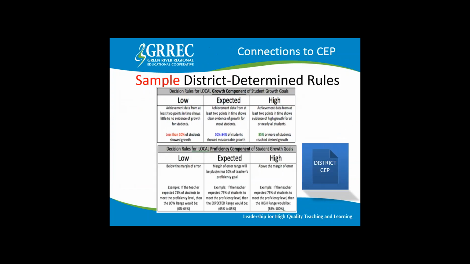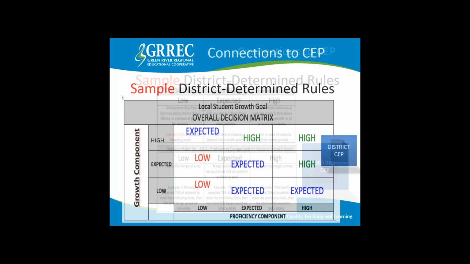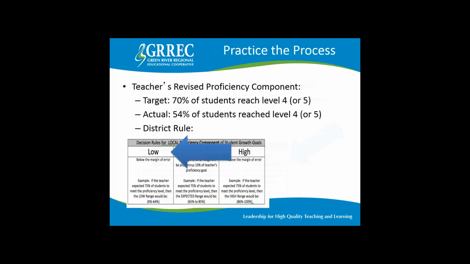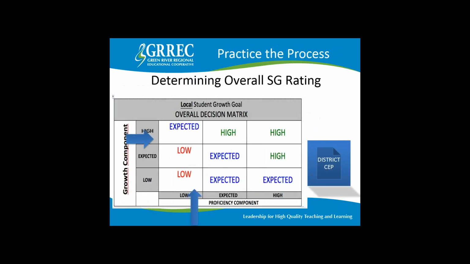And to make that connection, you will want to check your district CEP. This is just one sample of how to measure a student growth goal. But by looking at this, you can see that this teacher had low growth. High growth and low proficiency, which means that they were expected. Okay, so that's just how it's measured at the end of the year, and that depends on what your matrices look like in your certified evaluation plan.